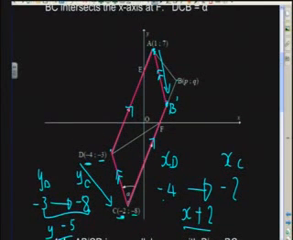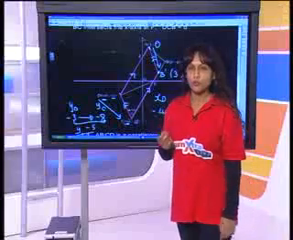So if I want to get to the X coordinate of B, what do I do? I add 2. So 1 plus 2 is going to give me 3. And then to get from 7 to the Y coordinate at B, we had to minus 5. So 7 minus 5 will give me 2. Therefore, the coordinates of B prime that will make this a parallelogram are 3 and 2.